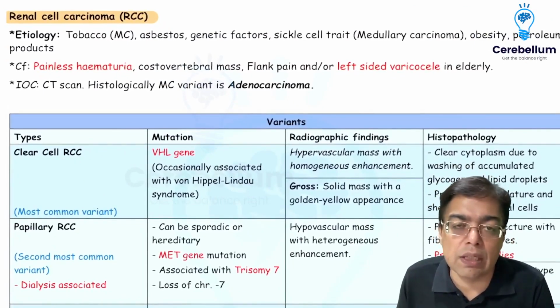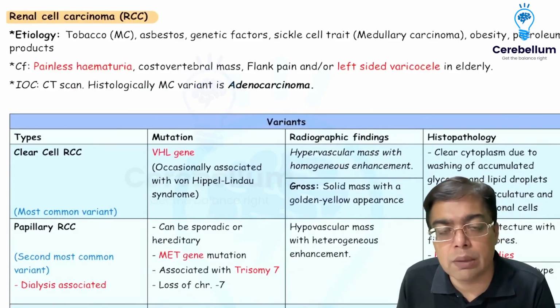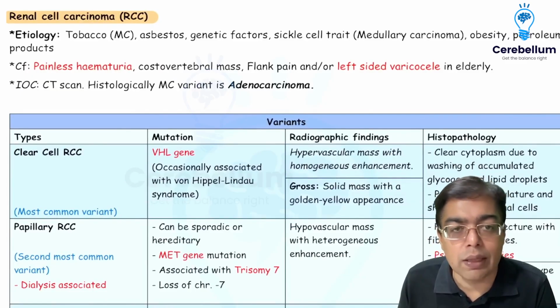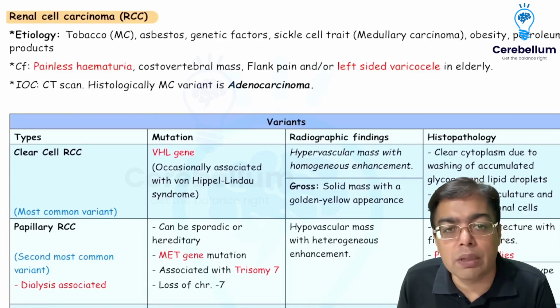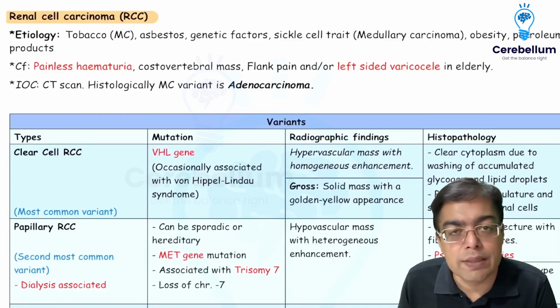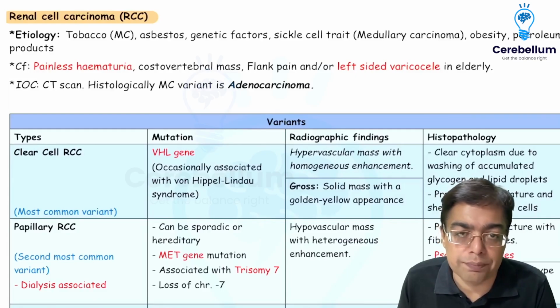Clinically, patients having renal cell carcinoma have the commonest presentation in the form of painless hematuria. They may also have a costovertebral mass, and they can have flank pain. Let us remind ourselves that in an elderly male individual, if there is a left-sided varicocele, this could be because of renal cell carcinoma.